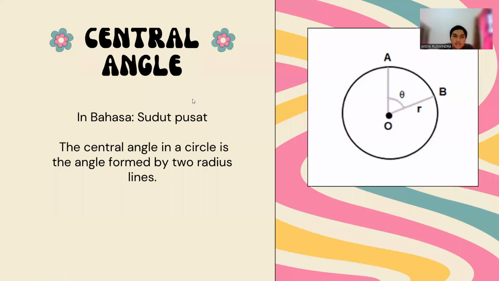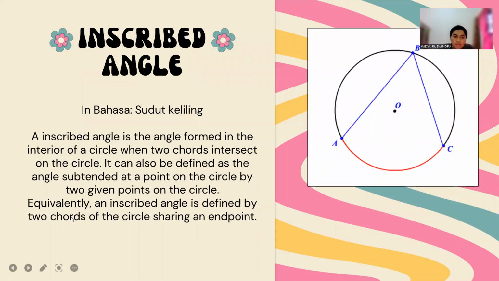Next is inscribed angle. In Indonesian we say sudut keliling. An inscribed angle is the angle in the interior of a circle when two chords intersect on the circle. It can also be defined as the angle subtended at a point on the circle by two given points on the circle. Equivalently, an inscribed angle is defined by two chords of the circle sharing an endpoint. So this is an illustration of an inscribed angle.